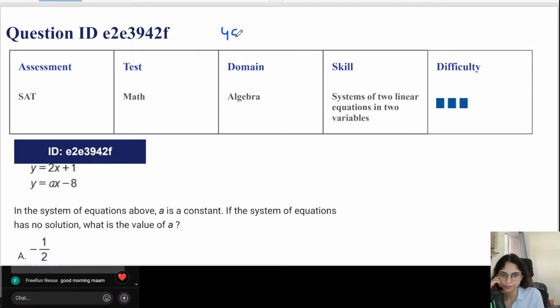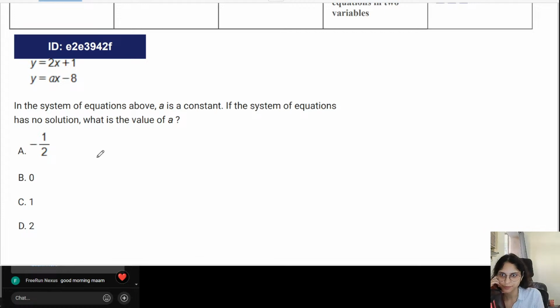45. Again, there is no solution and they want to know the value of a. So the slopes should be same because these are slope-intercept form. y is equal to 2x, y is equal to ax. After removing constant, they should be the exact same equation, so a is equal to 2.